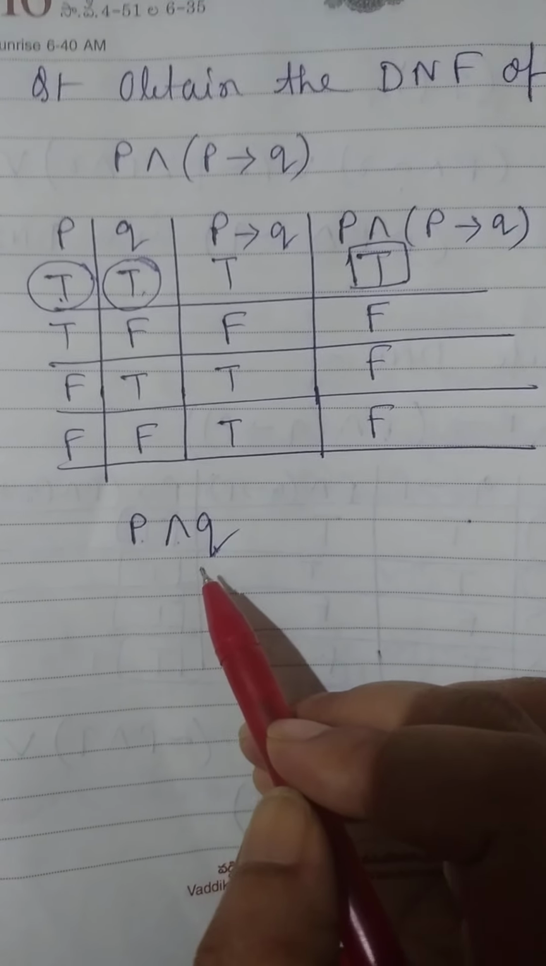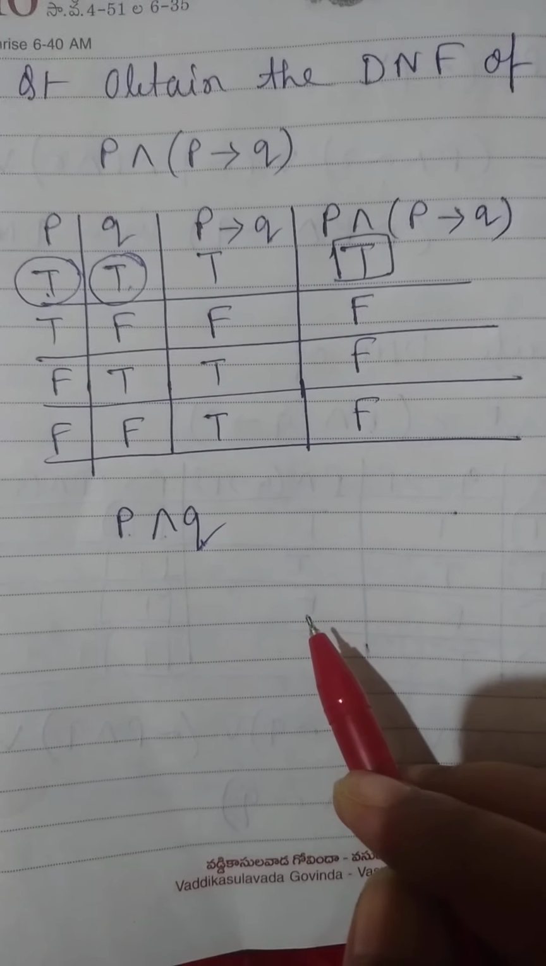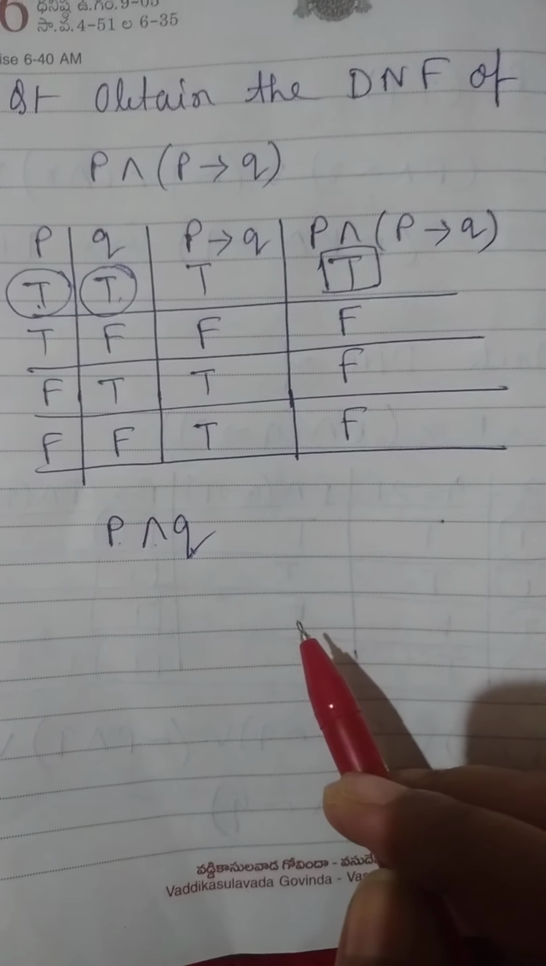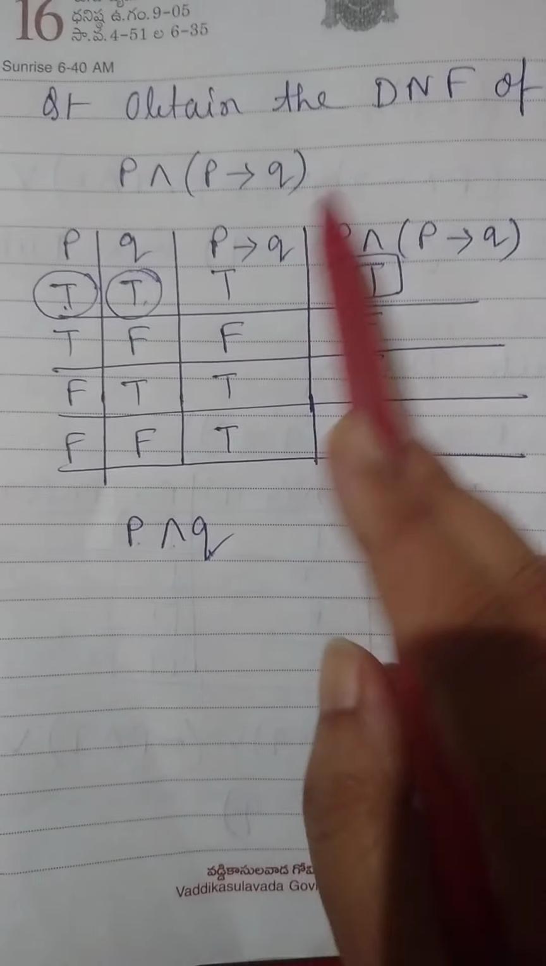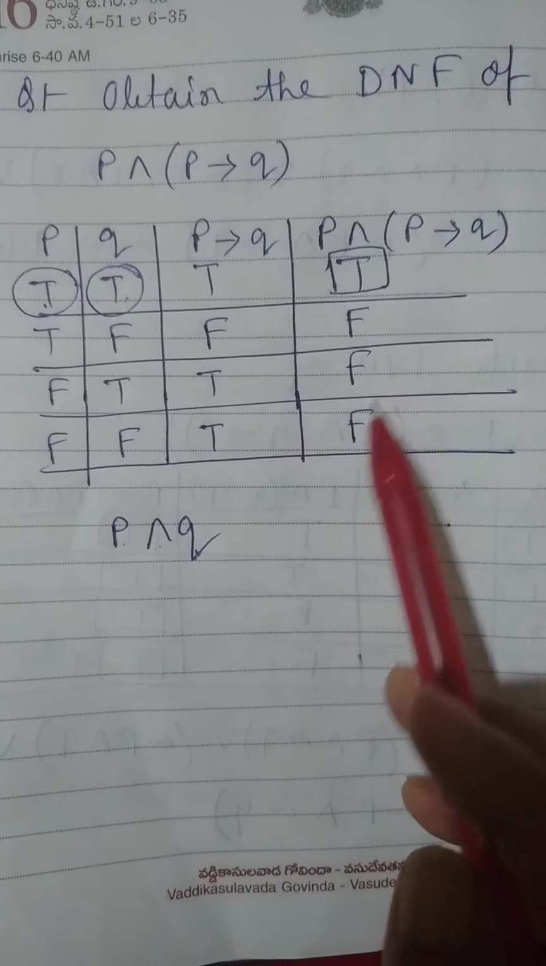Up to this much today. Next class I will teach you what is CNF, conjunctive normal form. Conjunctive normal form can also be calculated using truth table. And this is the DNF. How to calculate DNF using truth table, I have shown you.